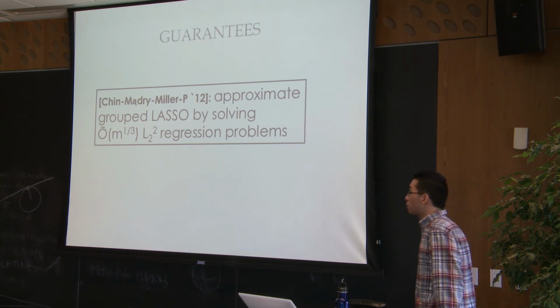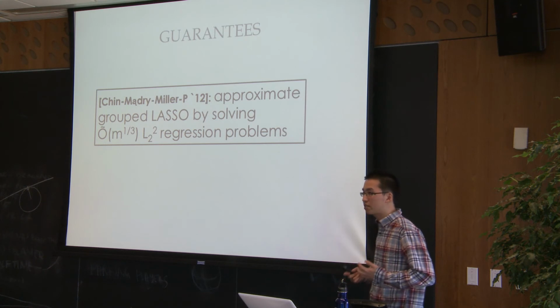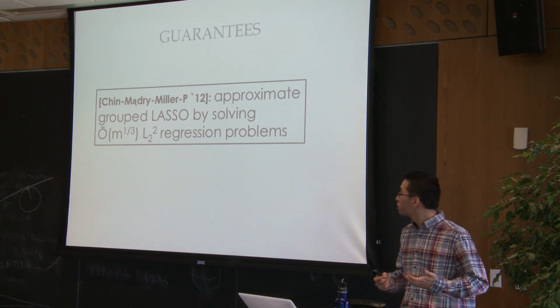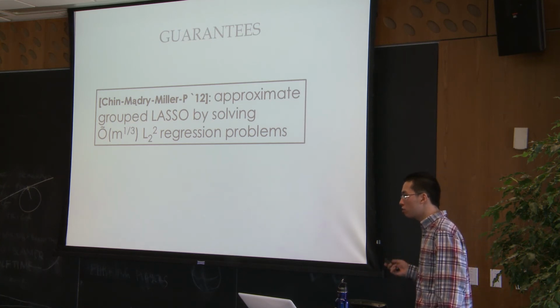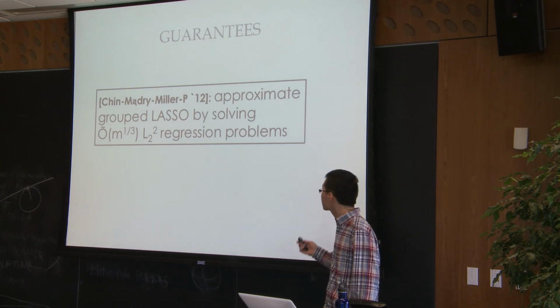So in a joint work with Minhong Chin, Alexander Madry, and Gary Miller, we showed that it's possible to approximate this kind of group lasso objective. We actually term this the group least squares objective, solving about m to the 1/3 L2 squared regression. And this turns out to essentially encapsulate a lot of the objectives that we see from image processing.